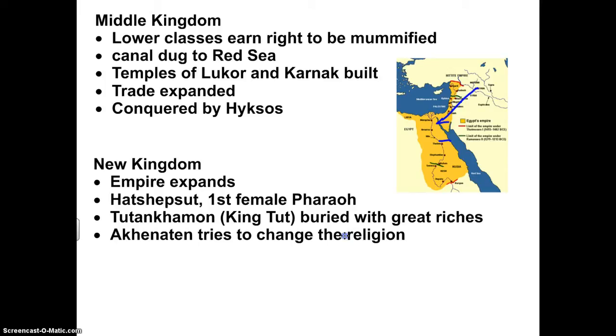Under the New Kingdom, they get rid of the Hyksos. The empire expands. Hatshepsut is the first female pharaoh. Tutankhamun, known as King Tut, is buried with great riches. He's believed to have been one of the wealthiest of the pharaohs, at least of the crypts that have been discovered. And Akhenaten, a later pharaoh, tries to change the religion from worshiping the sun god Ra to another god, Aten, who he believed in.